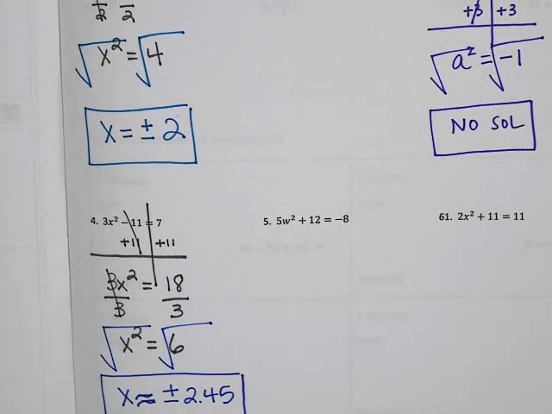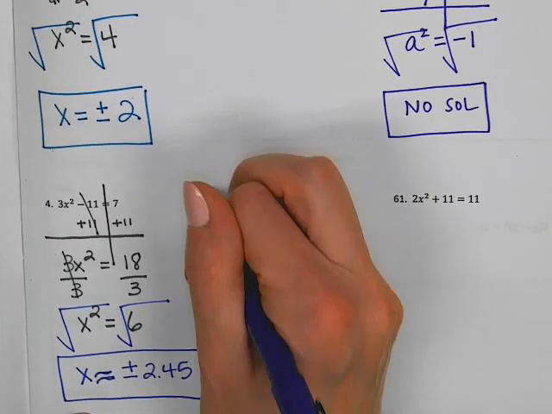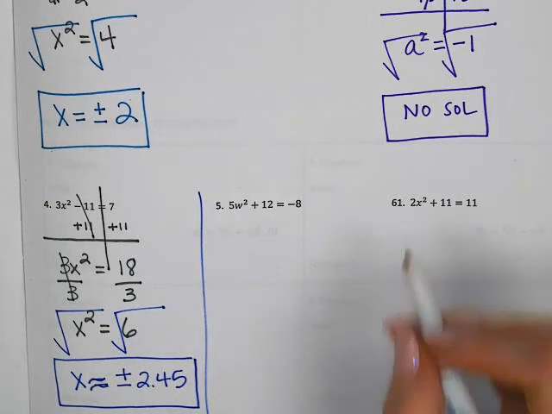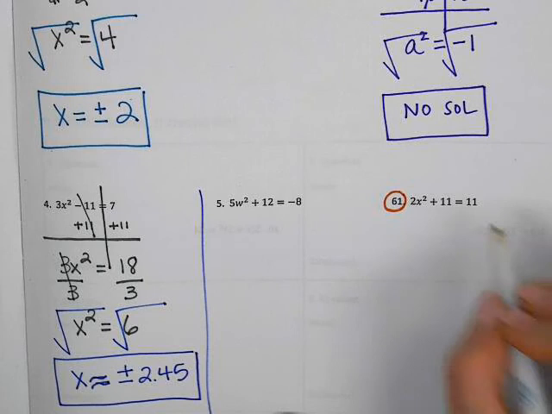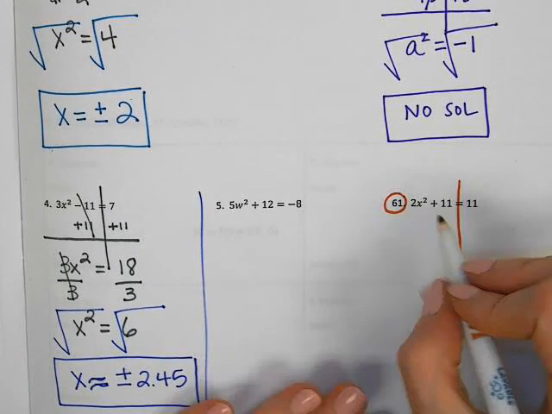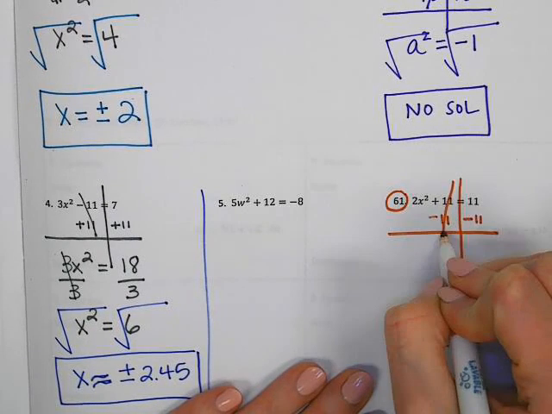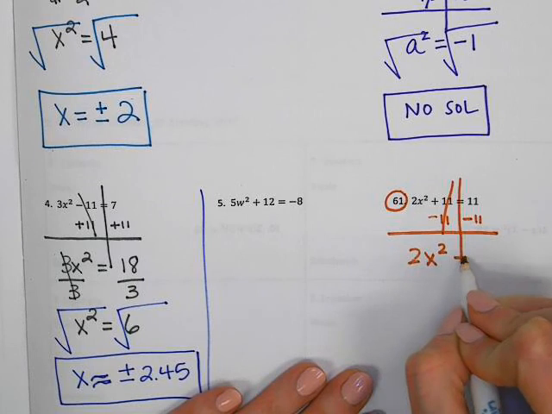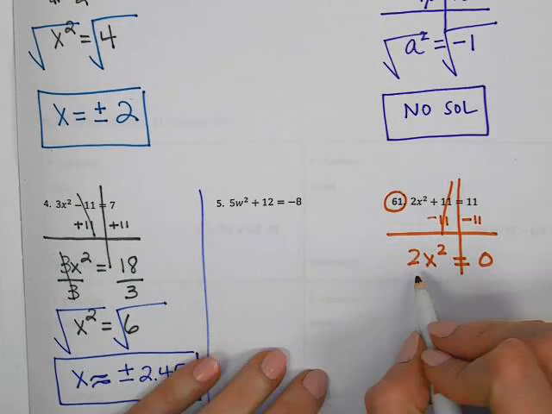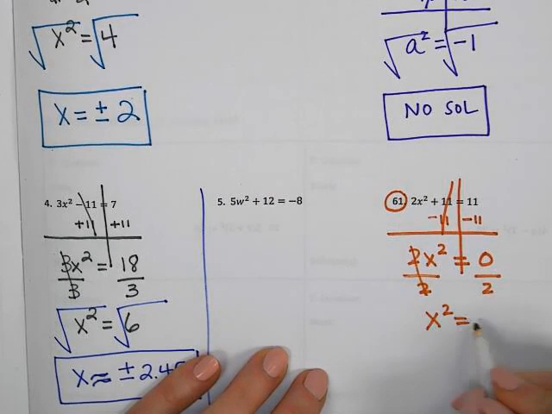Okay. If you guys want to stop, go for it, but I'm going to do one more. So feel free to stop here. I'm going to do number 61. Okay, great. So draw your wall and isolate. So to isolate, you guys would minus 11, minus 11. And you get 2x squared equals 0. We're still not isolated. So divide by 2, and you get x squared equals 0.